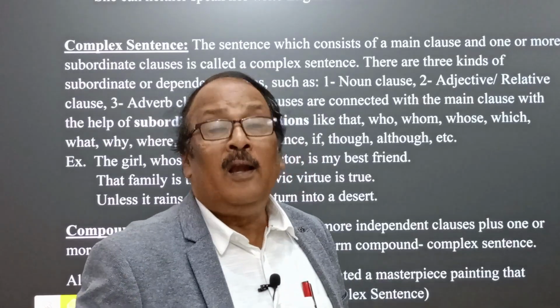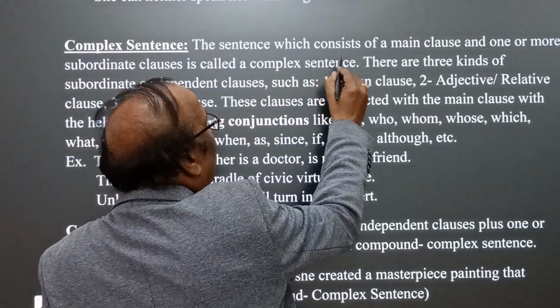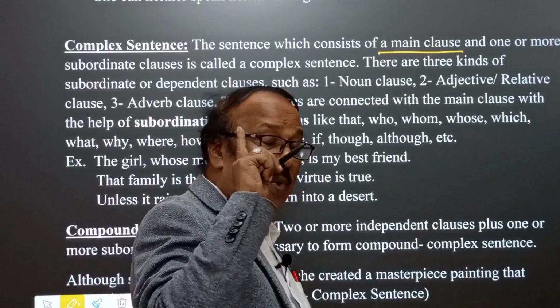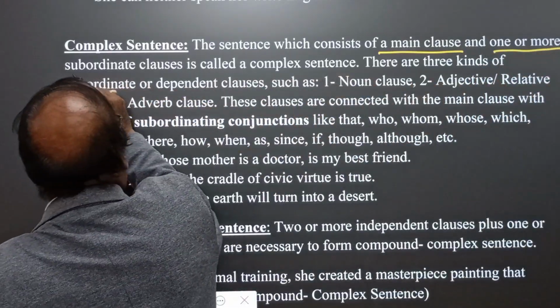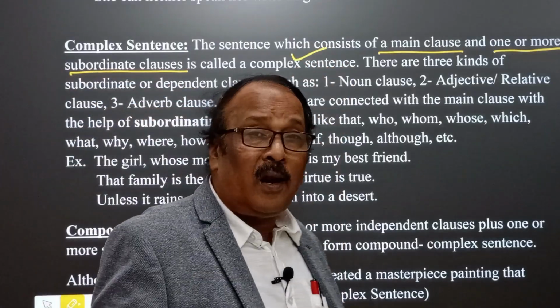Okay, well, now see how complex sentences work. A sentence which consists of a main clause and one or more subordinate clauses is called a complex sentence.